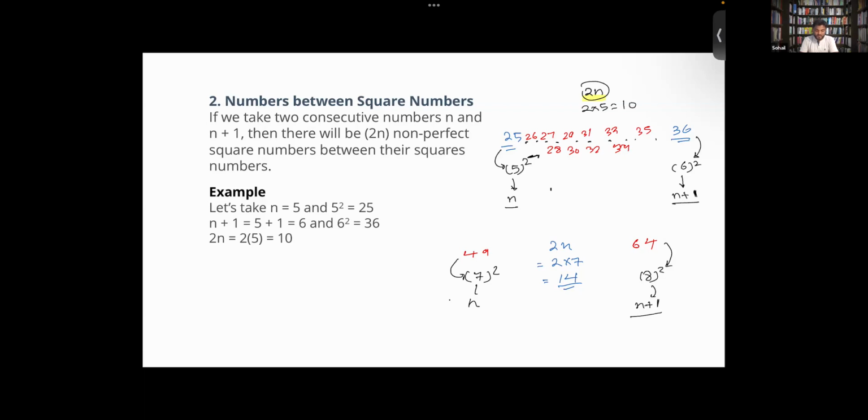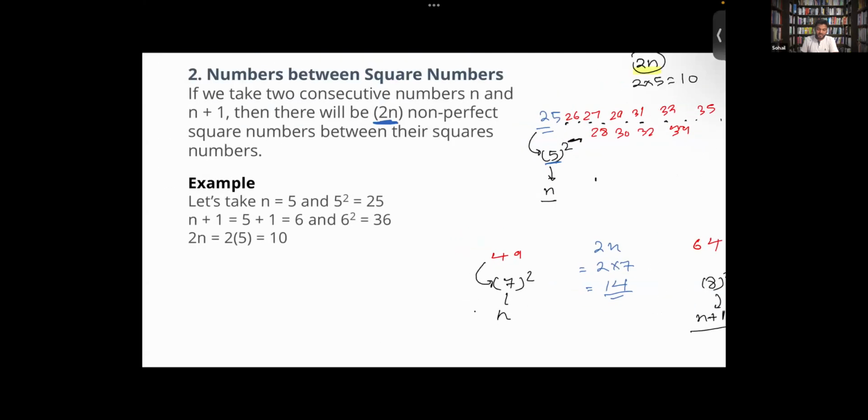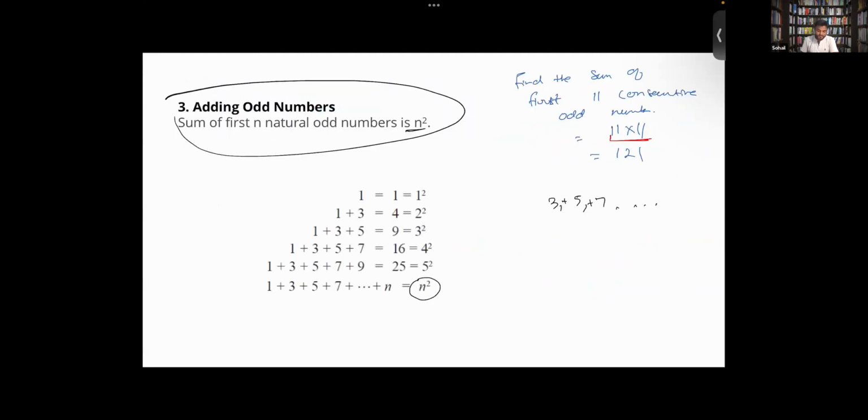So it is basically using the formula 2n, where n is the square root of the first number. In the later part of the chapter, we will be revising the square roots also. For example, you have numbers like 25 and 36. So 25 is the square of 5, hence 5 here will be taken as n. So the total numbers found between 25 and 36 will be twice of n, that is 10 in this case.